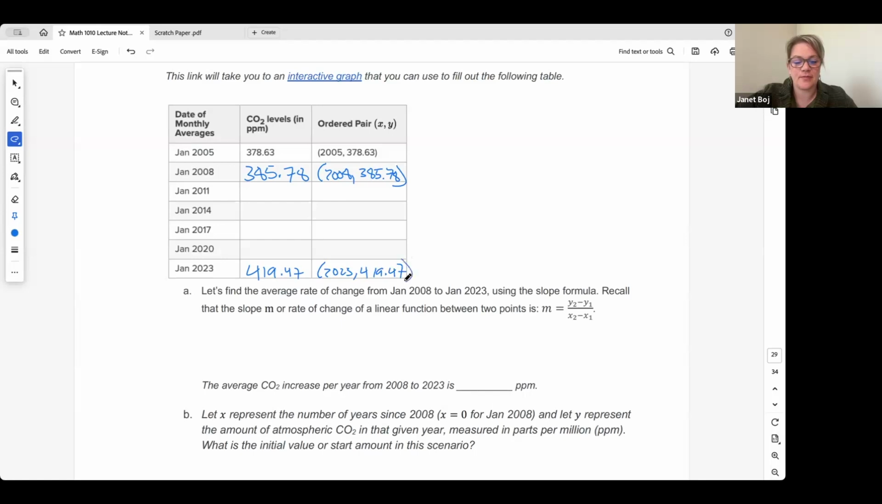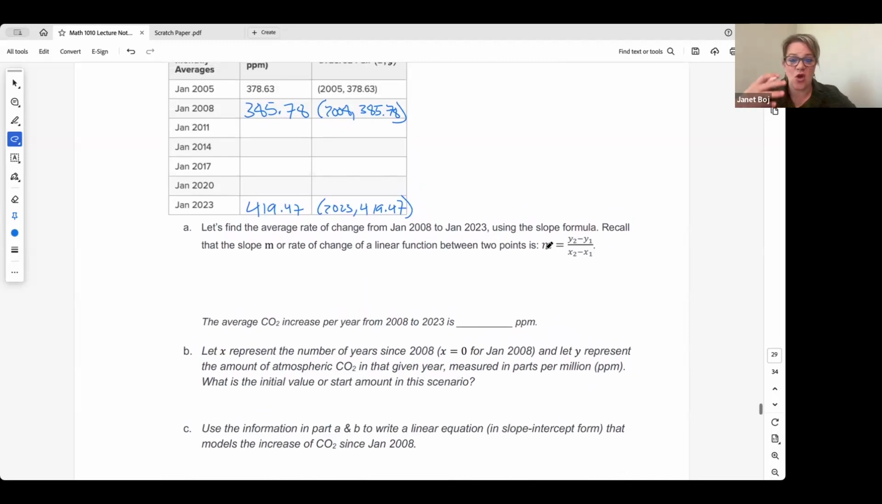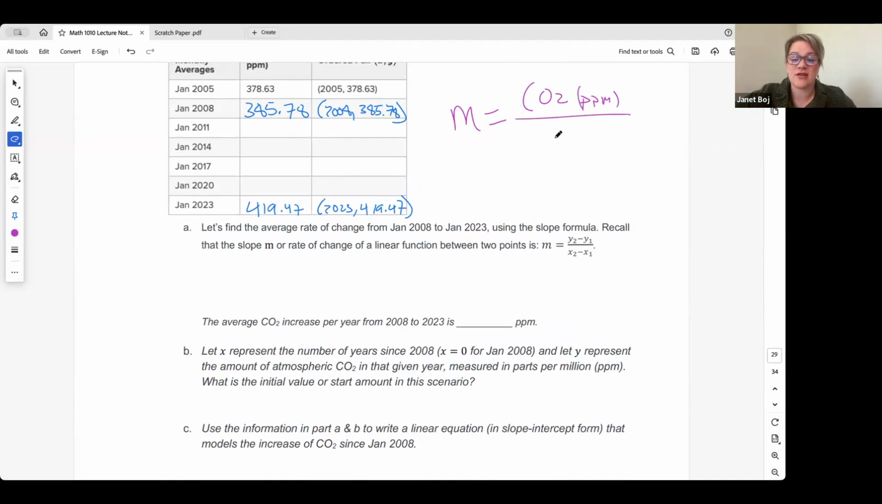How do I find that rate of change? Subtract the y values, but what if you're confused on which one is the y and which one is the x? We already know the slope is CO2 in parts per million over the years, which is time. We already know that this is the change in y over x, which means y is parts per million and x is years. So let that help you.